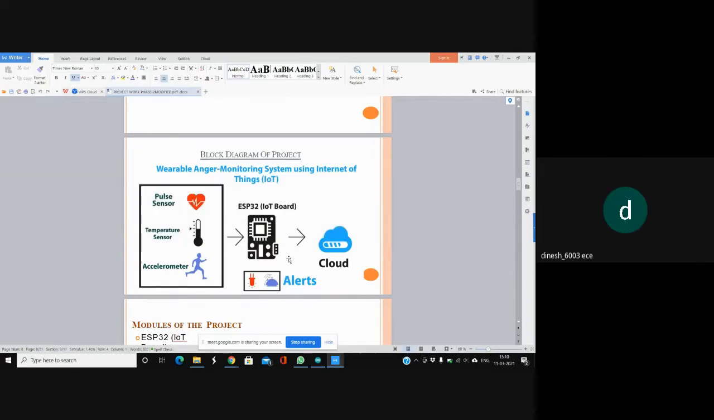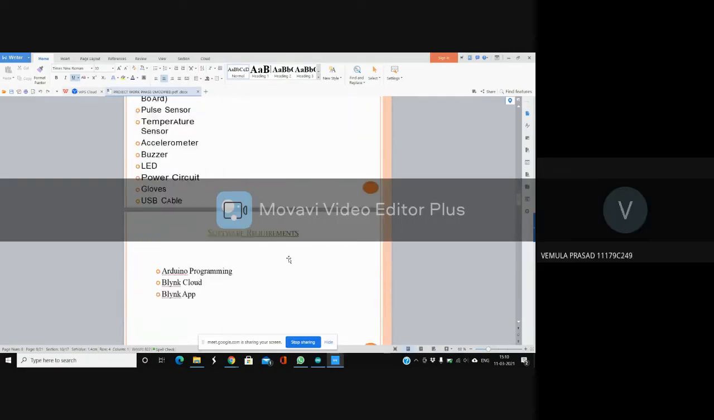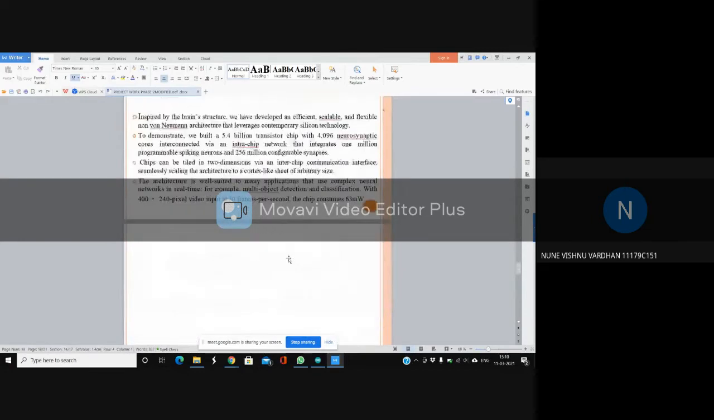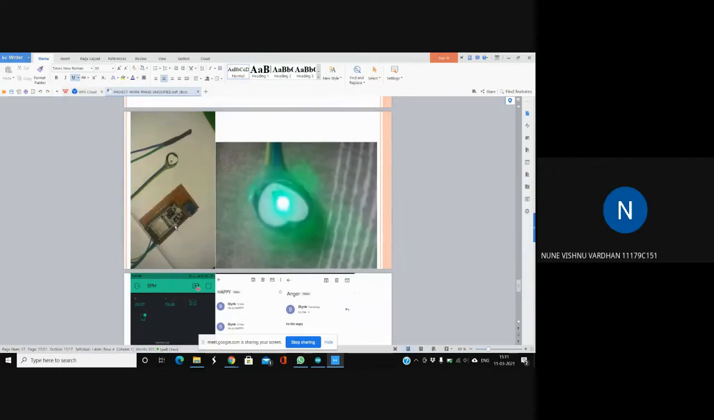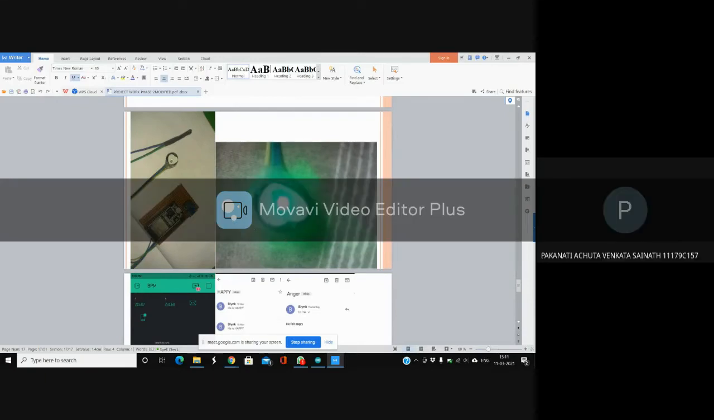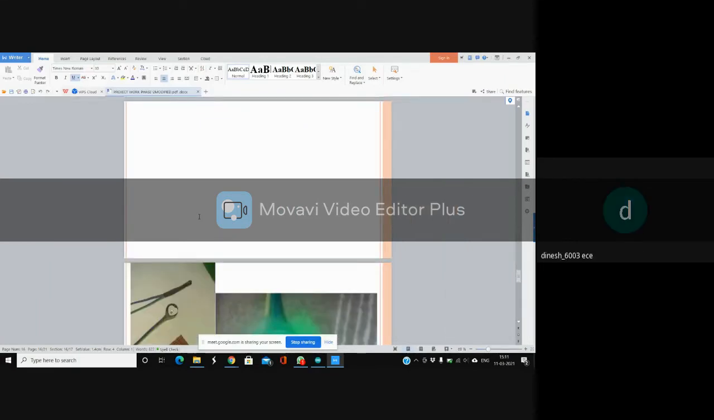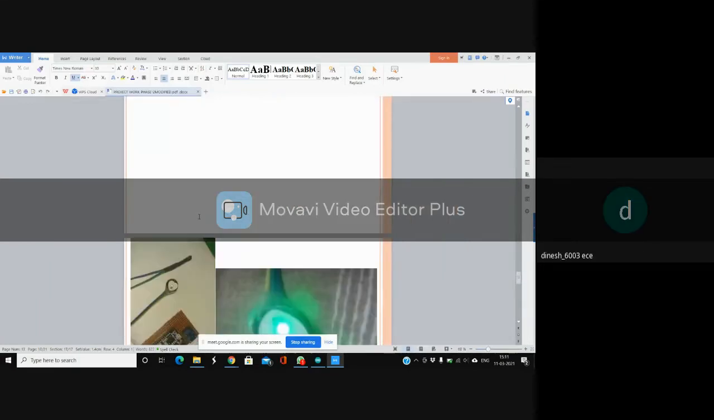Okay, so I think the hardware and software embedding is completed. Yes, sir. Do you have any video or screenshots? Yes, sir, screenshots are available, and Vishnu will show them. Is it visible, sir? Yes, it is visible. Zoom it and explain. One by one you can proceed, no need to hurry.